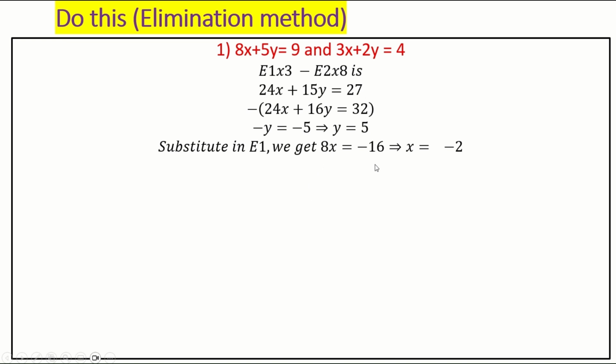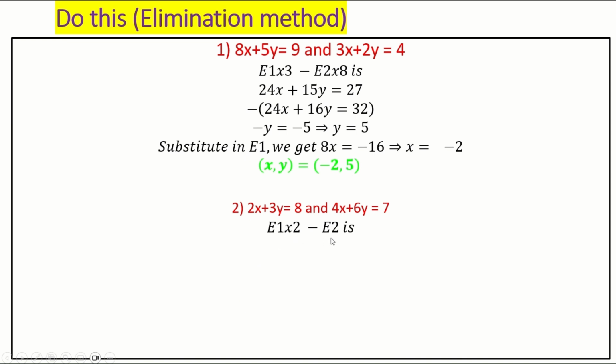Substitute it in the first equation. 8x equal to minus 16 or x equal to minus 2. So x comma y is minus 2 comma 5. Okay, so you follow the same template basically for the elimination method.